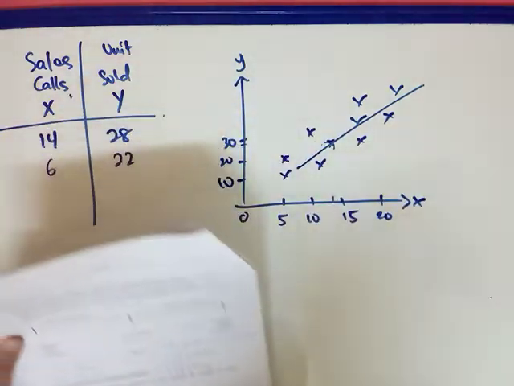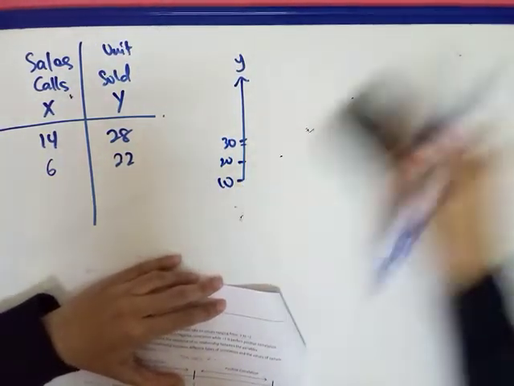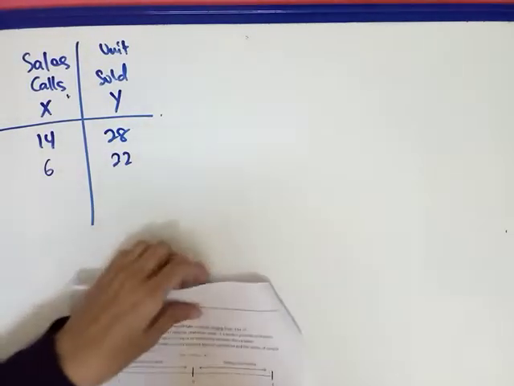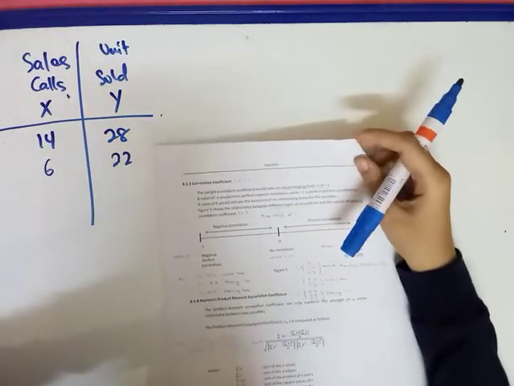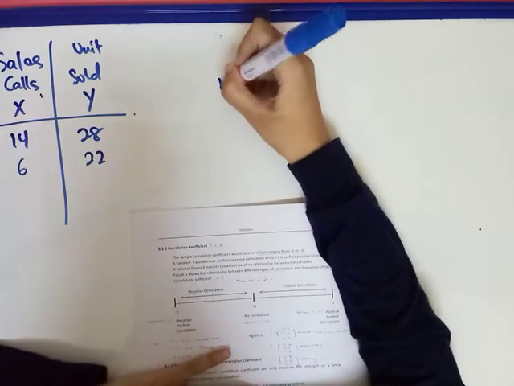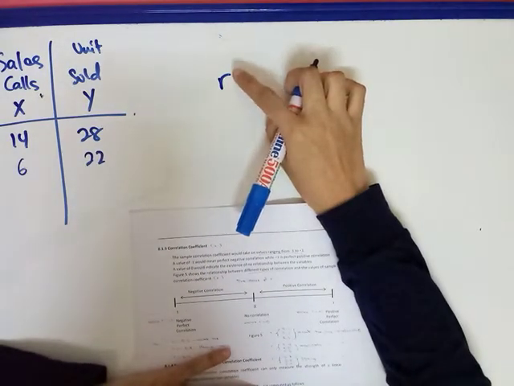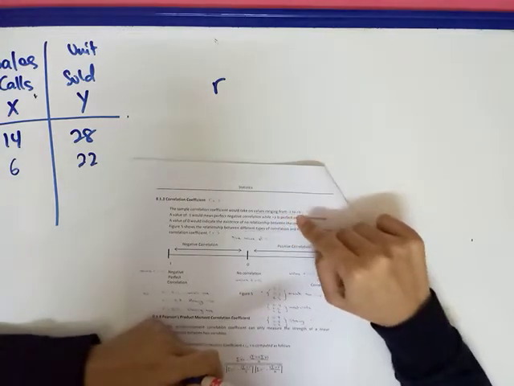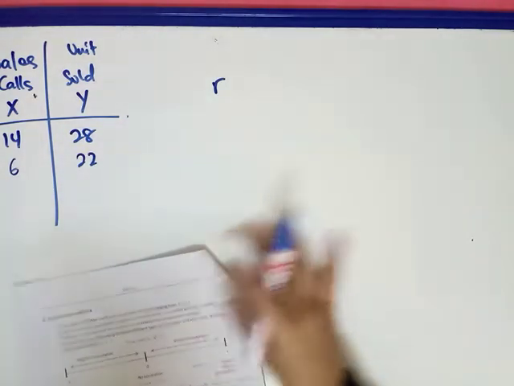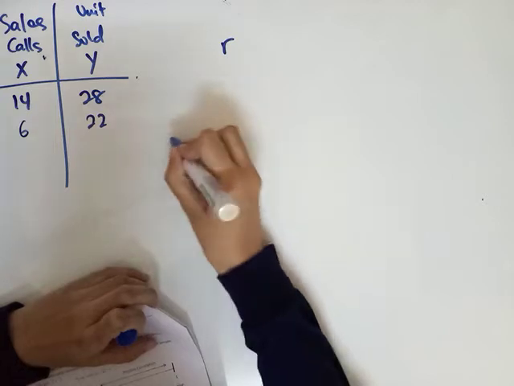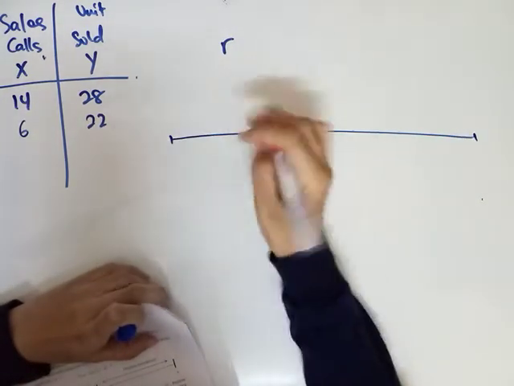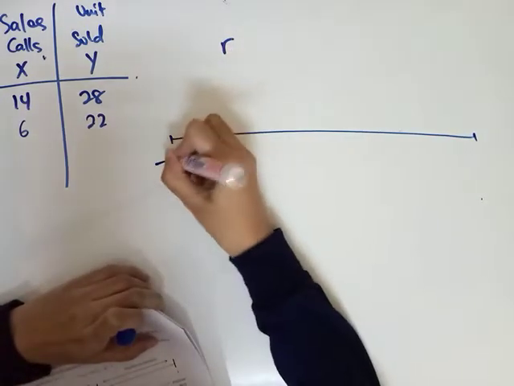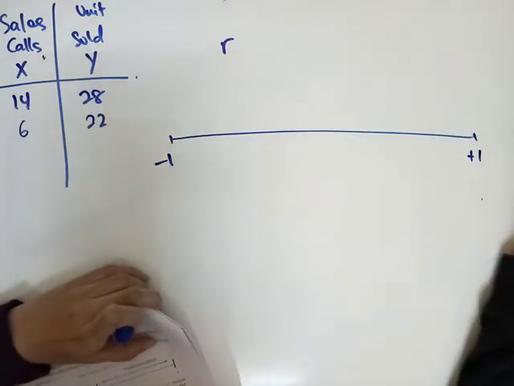And then, next, correlation coefficient. Alright, for correlation coefficient, we use the symbol R. Okay, so look at your notes. The sample correlation coefficient would take on values ranging from -1 to +1. Okay, that means the value for R is between -1 to +1 only.